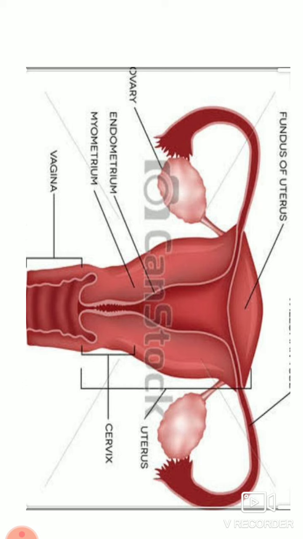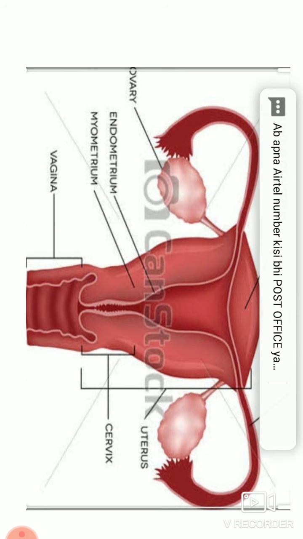In nulliparous woman, the vaginal part of cervix is conical and the external os is circular. While in parous woman, it is cylindrical and the external os has a bilateral slit.